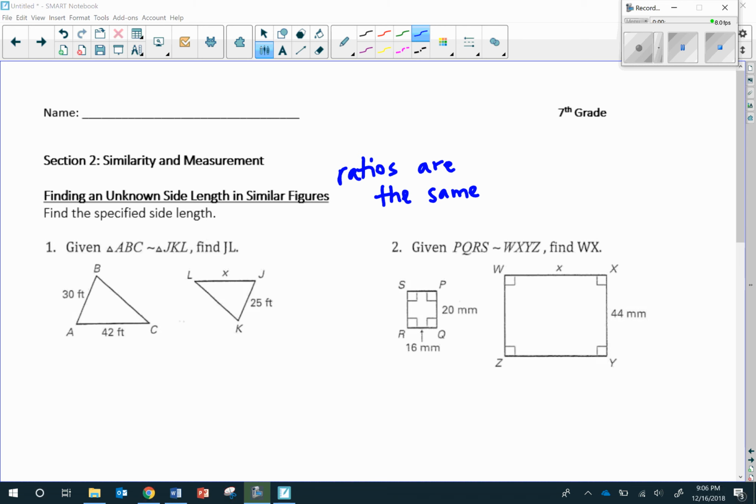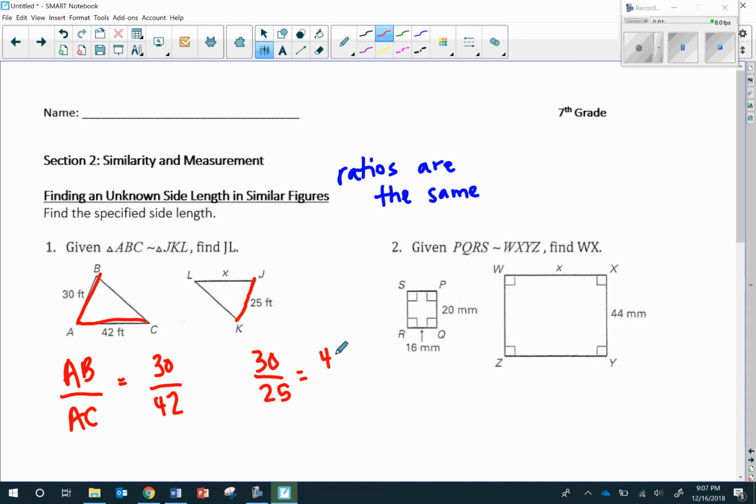So we have triangle ABC is similar to triangle JKL, and we're looking for the side length JL. So I first know that side AB is 30. So I'm going to go ahead and write AB is equal to 30 over, and then I have AC here, which is 42. And what we're looking at is we're trying to find JL here. So I know that AB, that 30, is going to match up here with JK, which is 25. So I could actually write it as 30 over 25 equals 42 over JL, which is X.